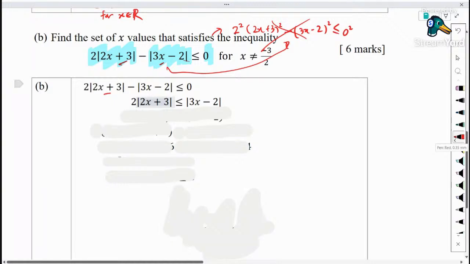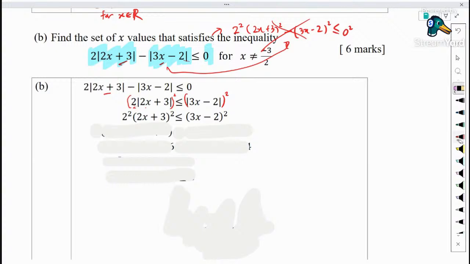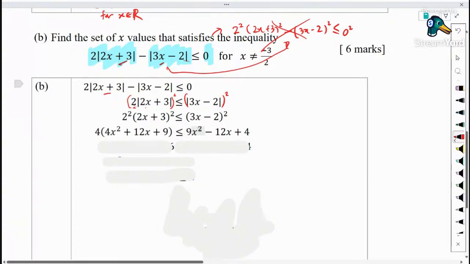And please be aware that when you square both sides, everything on the left and everything on the right is being squared. So when you square, the 2 that multiplies with the modulus, you need to square it as well, as in the next line. The inequality sign remains unchanged, still less than. Expand the square, this is the result that we have. 2 squared becomes 4, and then 3x minus 2 squared becomes the following result.